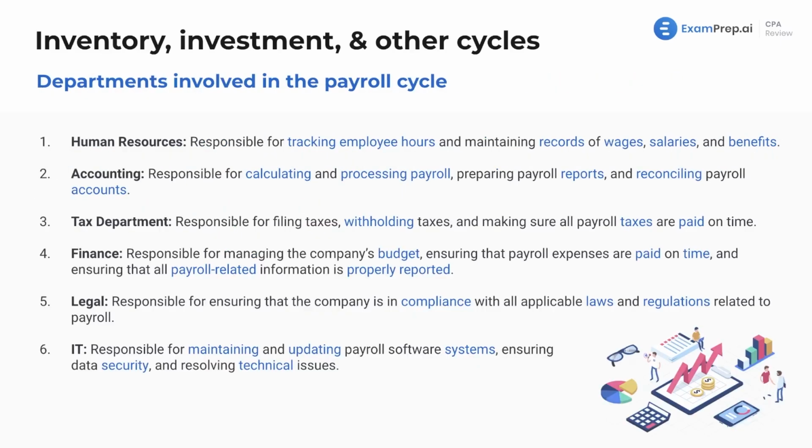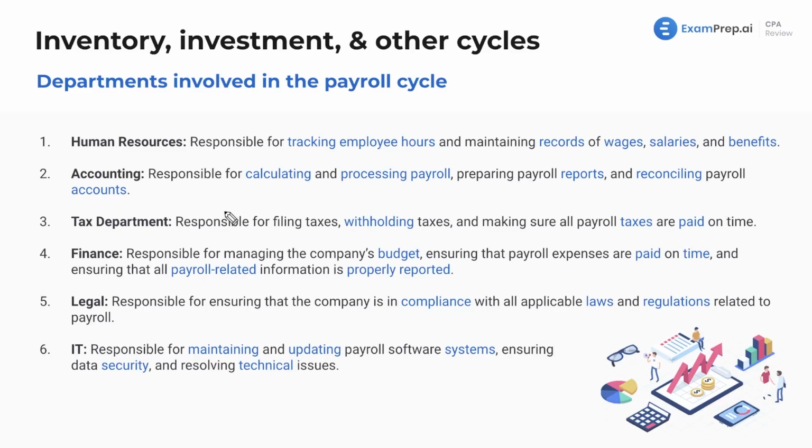Lastly, let's talk about the departments involved in the payroll cycle. We talked about how human resources is pretty important here. They are responsible for tracking employee hours, maintaining records of wages, salaries, and benefits, as well as ensuring that they have a record of who actually works for the company and who should be getting paid. Accounting department, always the ever important accounting department. They're going to calculate and process payroll, preparing payroll reports, and reconciling payroll accounts.